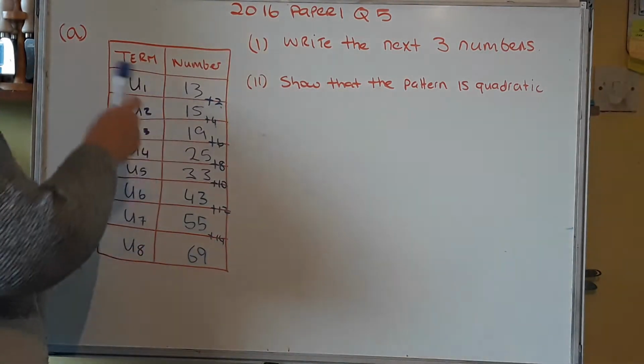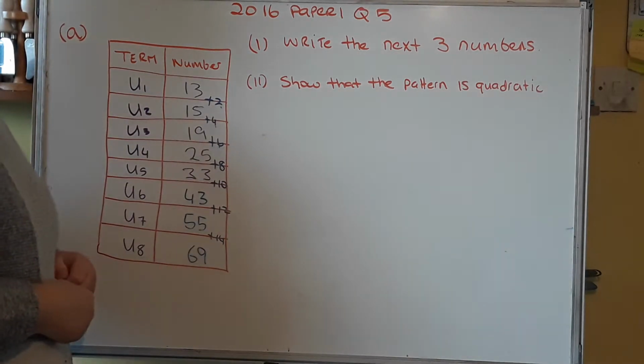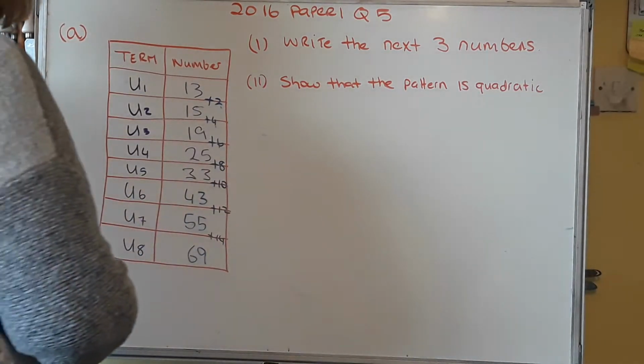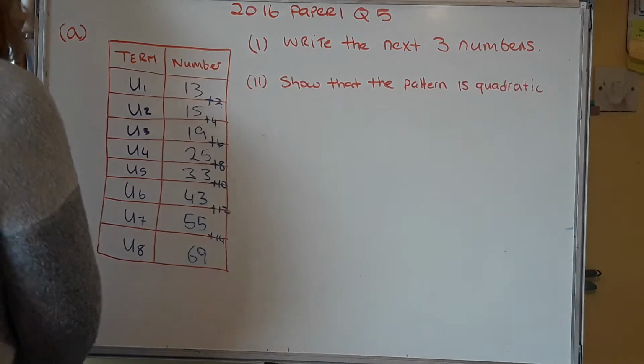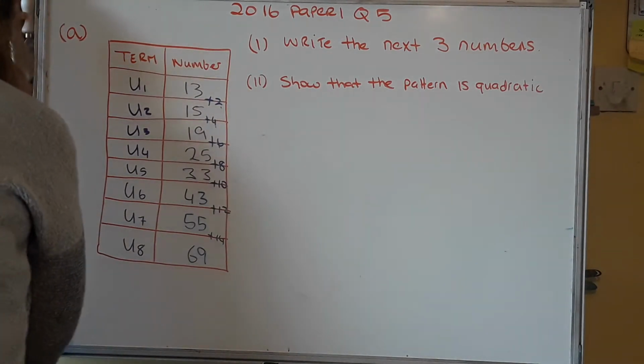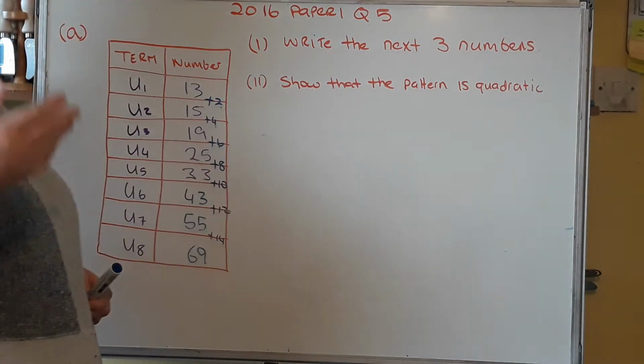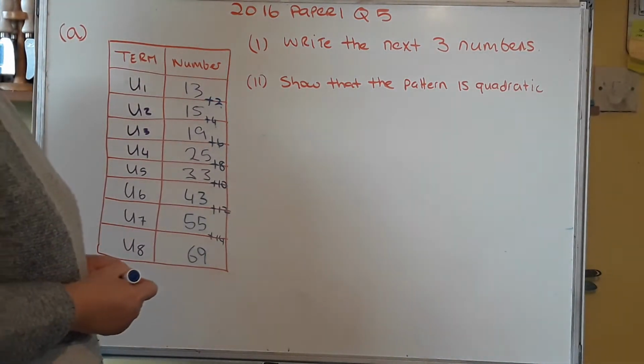Now, part 2, question A, part 2. Show that the pattern is quadratic. Again, pause, do it, and come back to me for the solution. So, if it's quadratic, you have to find the second difference. And if the second difference is constant, that means it's the same number, then it's quadratic.